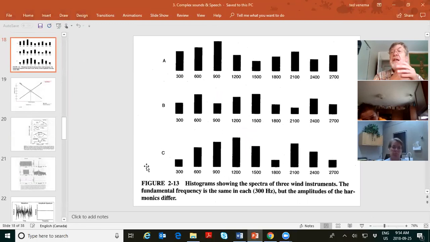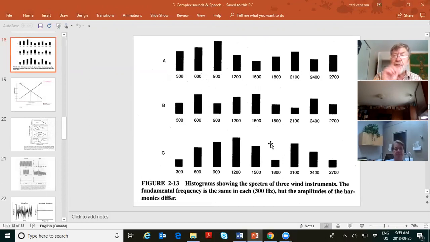This is showing you 3 complex sounds. You've got 3 different spectra, A, B, and C. Notice they all have the same fundamental frequency, 300 hertz. And notice they all have identically the same harmonics: 600, 900. Look at how they're multiples of the fundamental. If the fundamental is 300, the next harmonic is 600, the next one's 900, the next one's 1200. They are equal multiples of the fundamental. All 3 sounds have this.